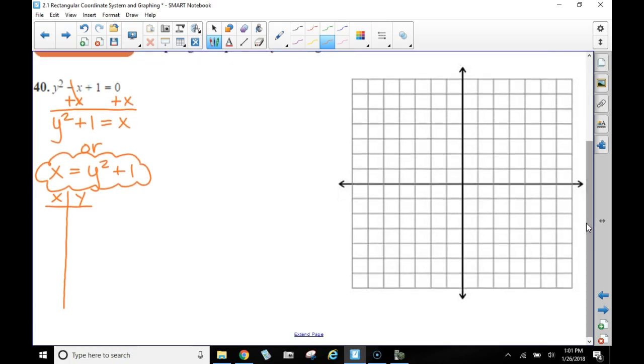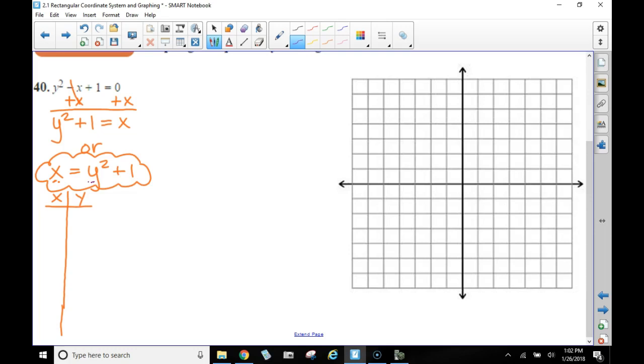Now, oftentimes we get so bogged down in thinking, oh, I got to pick out values of x, plop them in my equation here, and find the corresponding y values. That's not true. You do have the option of picking out values for y, squaring those and adding 1, and that gives you your x values.